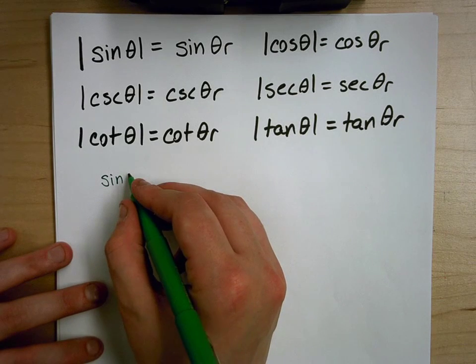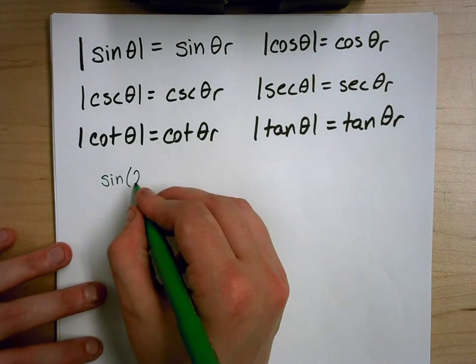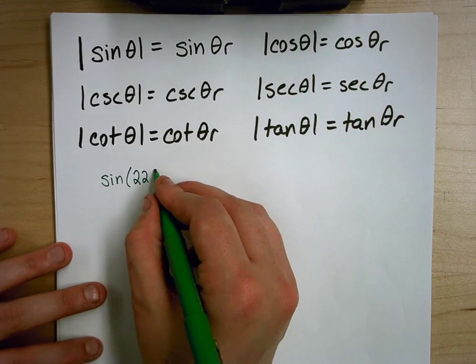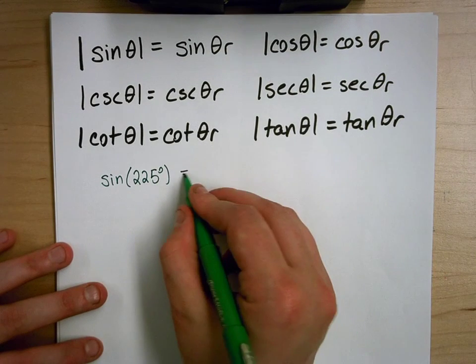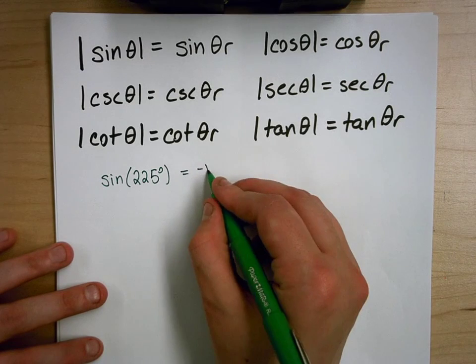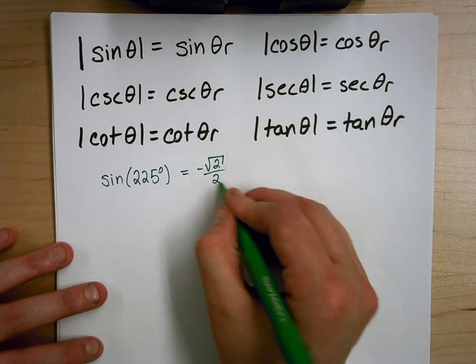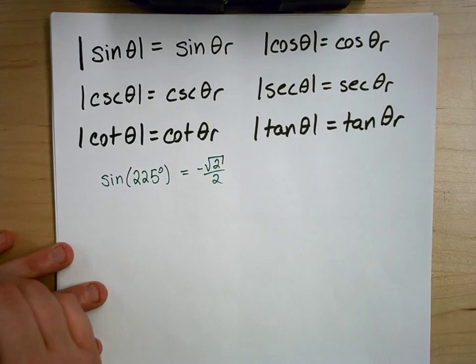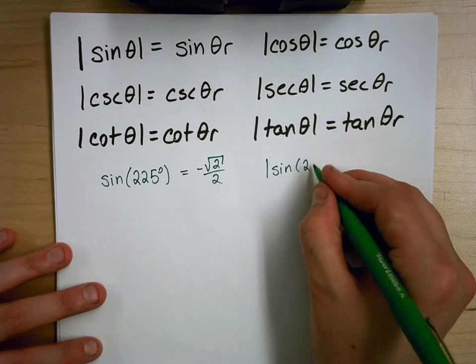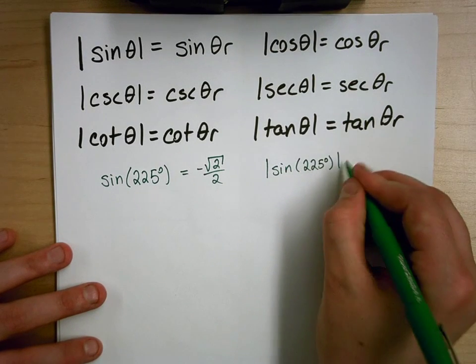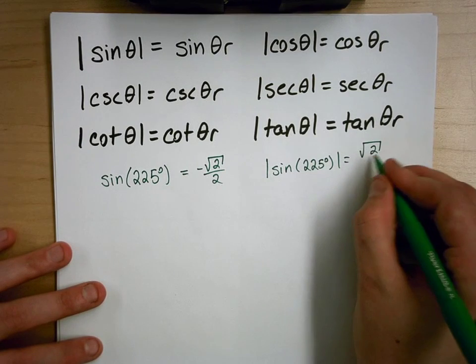sine of, let's do 225 degrees. So what does that equal? Well, that equals negative root 2 over 2. And then the absolute value of that is going to give us positive root 2 over 2.